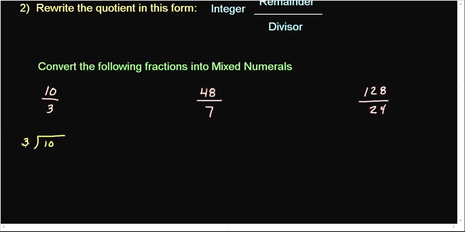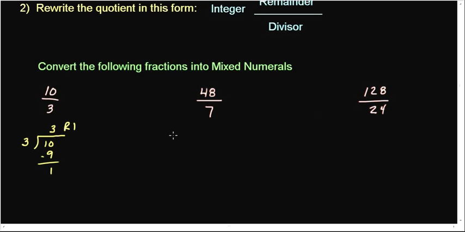So we ask ourselves, how many times does 3 go into 10? 3 times 3 is 9. We subtract the whole mess and we get 1. And we ask ourselves the next question, does 3 go into 1? The answer is no. So we stop. We have a remainder of 1.